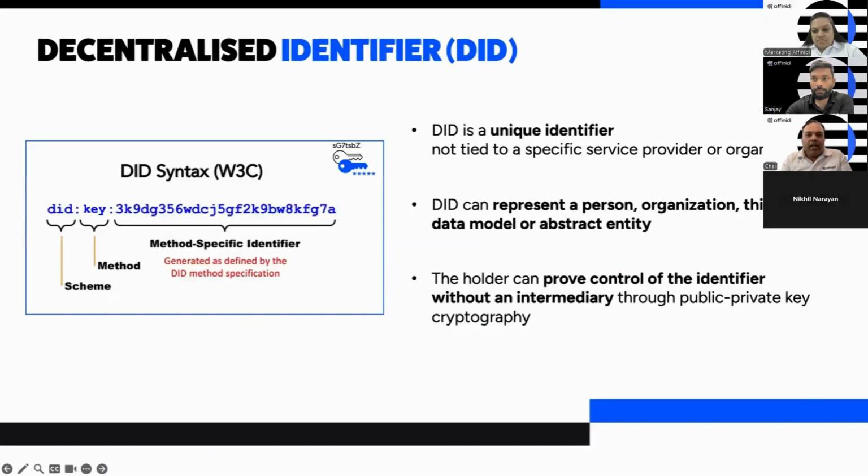So the decentralized, but let's first go into the decentralized model itself, right? What are the building blocks of the decentralized model for a novice? So what really is a decentralized identity? A DID for short, right? A DID is an address representing who you are on the decentralized web. It can point to a person, organization, thing, data model, or an abstract entity.